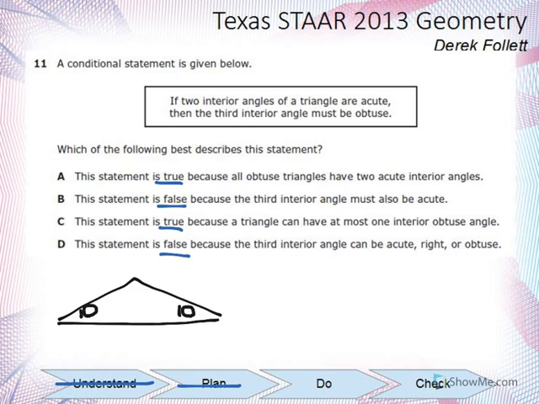And I know the angles have to add up to 180, so this would have to be 160, right? So is that a counterexample? Does that prove the statement false? Well, no, because the statement says the third angle must be obtuse. So could we draw a triangle where the third angle is acute? Or even right?